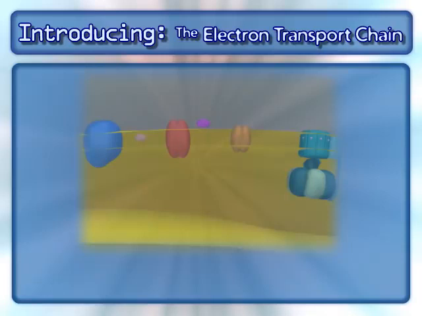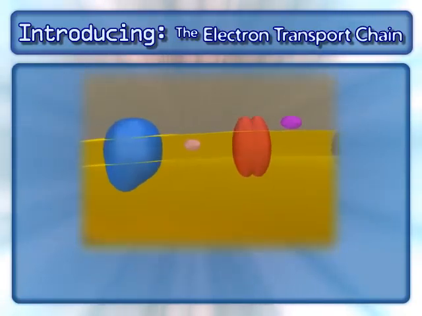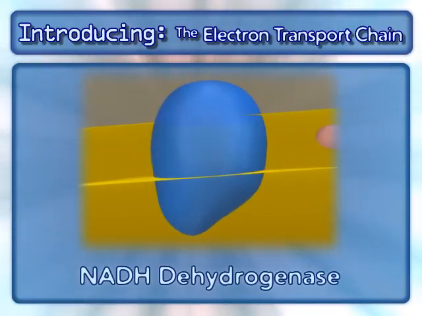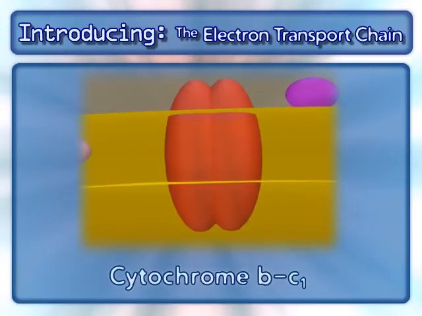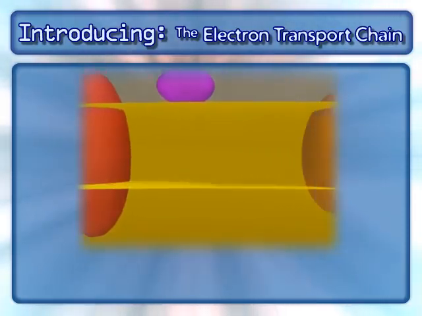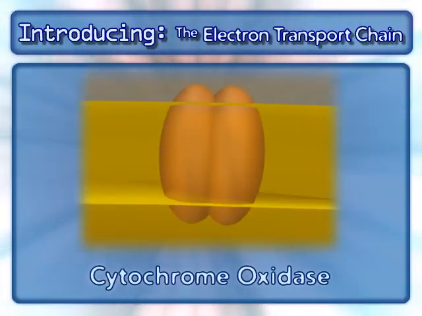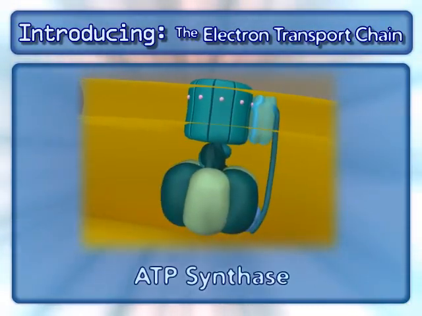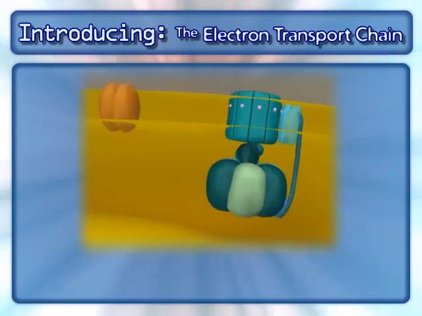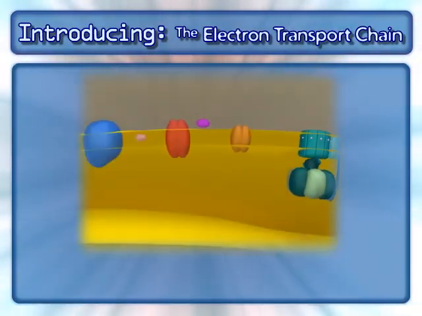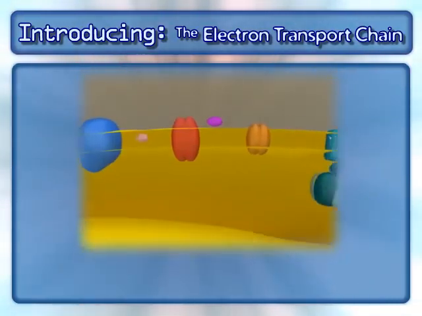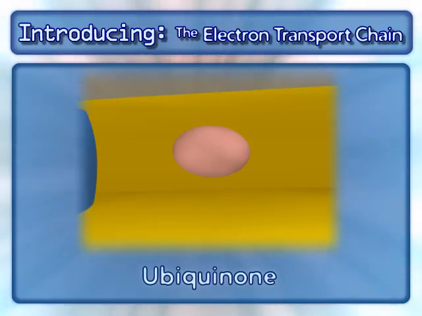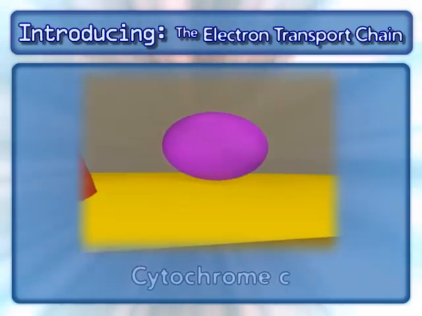The following complexes are found in the electron transport chain: NADH dehydrogenase, Cytochrome BC1, Cytochrome oxidase, and the complex that makes ATP, ATP synthase. In addition to these complexes, two mobile carriers are also involved: ubiquinone and cytochrome C.